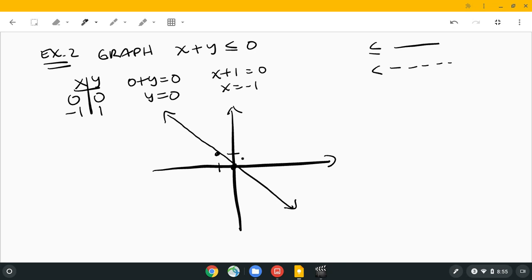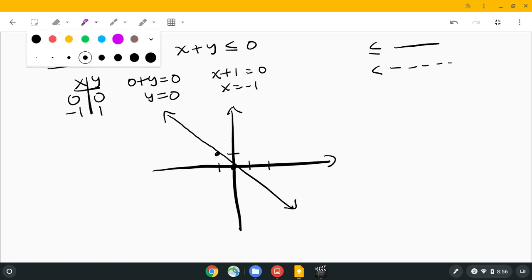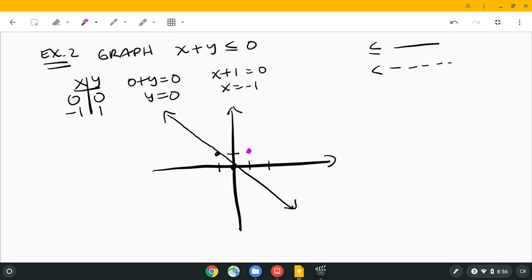Another point that's good to pick: this one right here, 1, 1 is good. Even 2, 2, 0 is good. Any of those are good. I would avoid fractions, decimals, negative numbers, and try to choose the easiest one. 1, 0 is okay, but I want to be away from the line in case I graphed it crooked. I'm going to choose this point right here, which is the point 1, 1.